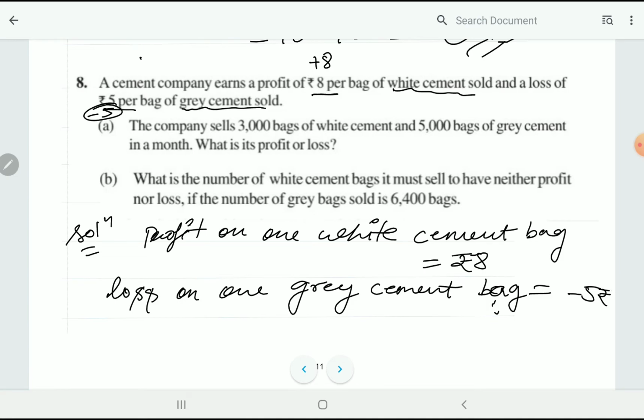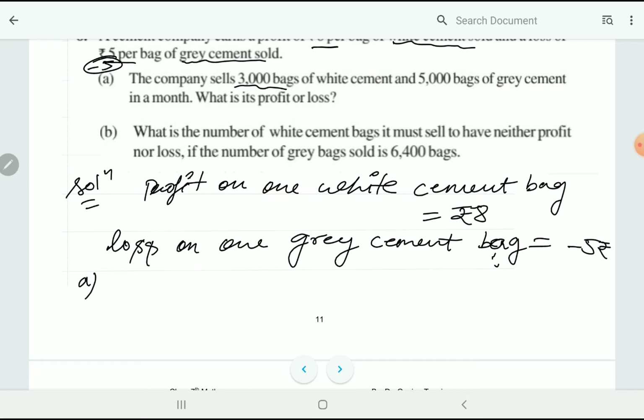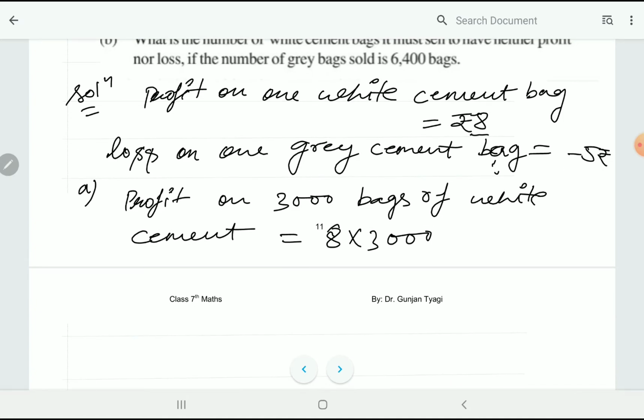So let's do the first part, the A part of the question. The company sells 3000 bags of white cement. So first of all we will calculate for white cement. So the profit on 3000 bags of white cement is equal to 8, which is for one bag, multiplied by the total number of bags sold, that is 24,000 rupees.